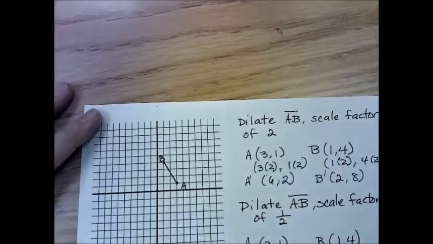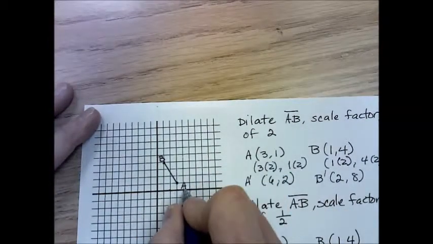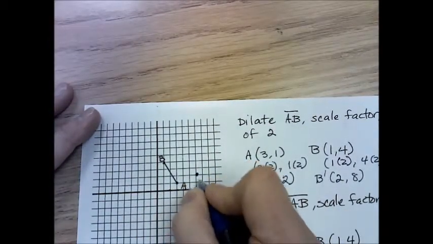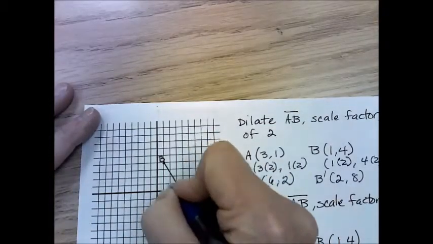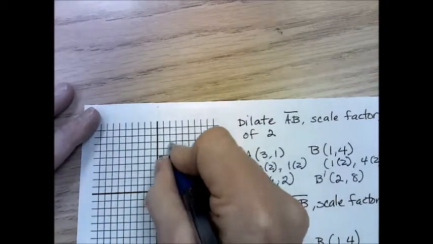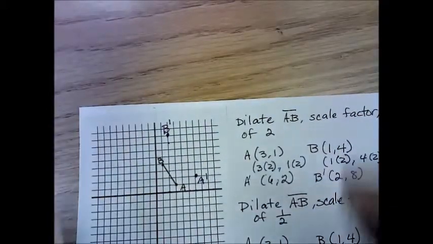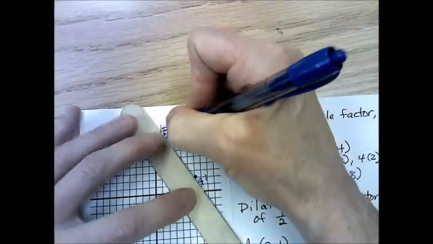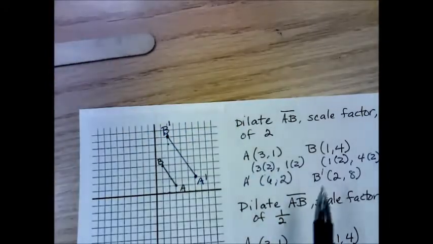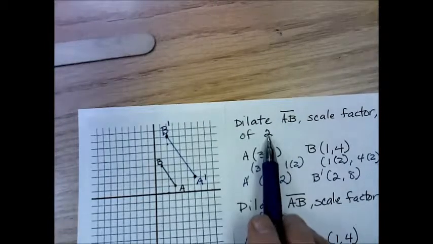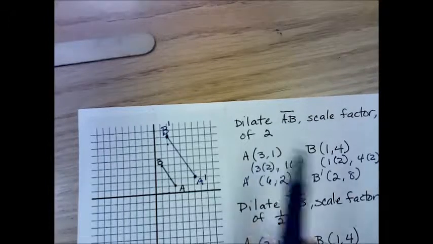So let's go ahead and graph that. So 6, +2, 1, 2, 3, 4, 5, 6, +2. There's your A prime. And B is at 2, 8, 1, 2, 1, 2, 3, 4, 5, 6, 7, 8. And there's your B prime. And let's go ahead and connect that. So you can see how the line was enlarged. When your scale factor is a positive whole number, your shape becomes an enlargement.